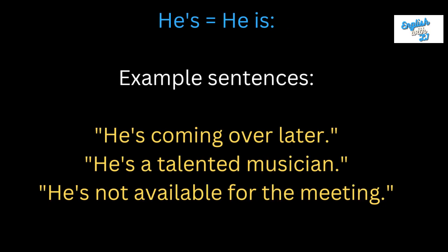He's, he is, he's. So he's coming over later. He's a talented musician. He's not available for the meeting. So maybe in the more formal, we would say he is not available for the meeting. But in spoken English, it becomes he's not available for the meeting. It's quick. It's spoken quickly.